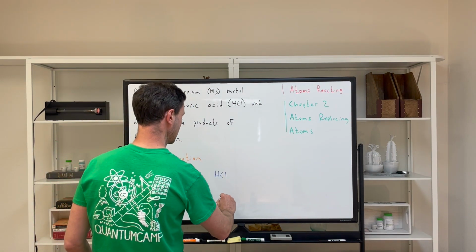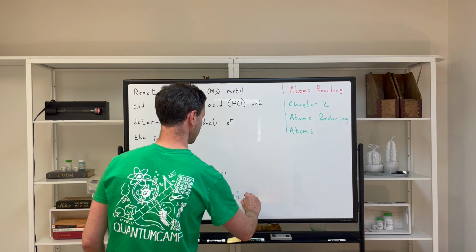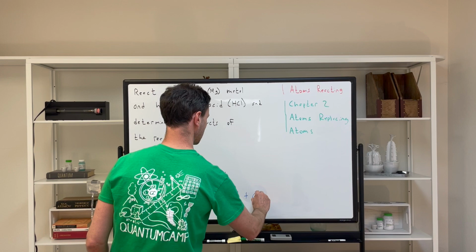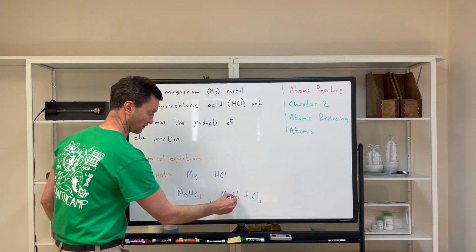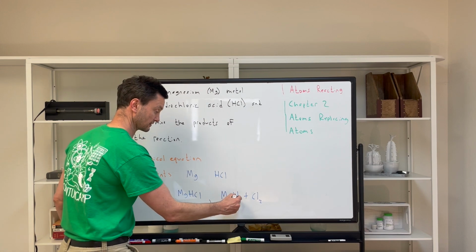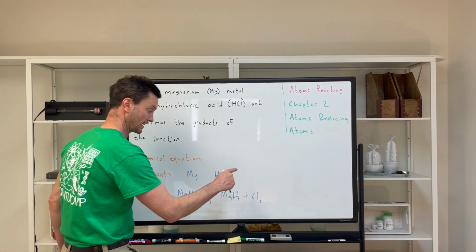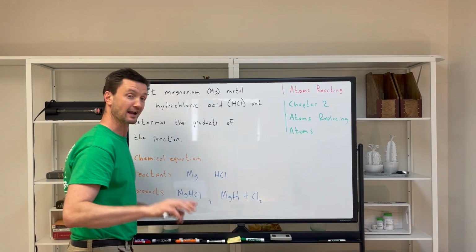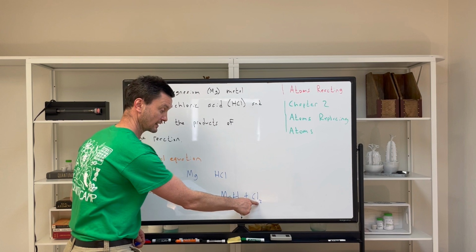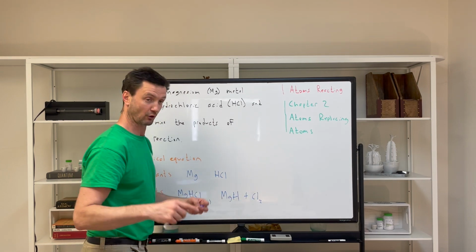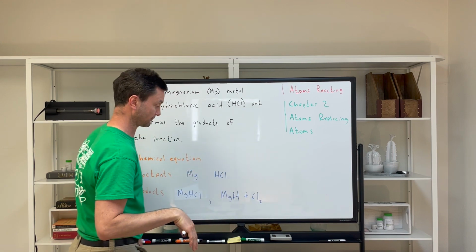Maybe the magnesium bonds with hydrogen and frees up the chlorine. So I have some molecule, magnesium hydride or something like that, just making up names, and chlorine gas. And I'm just telling you right now that when chlorine is by itself, there's always two chlorines paired together. You'll never see a chlorine atom by itself.